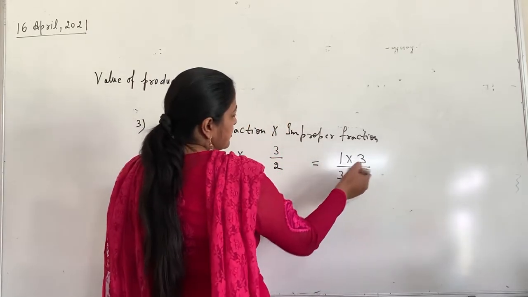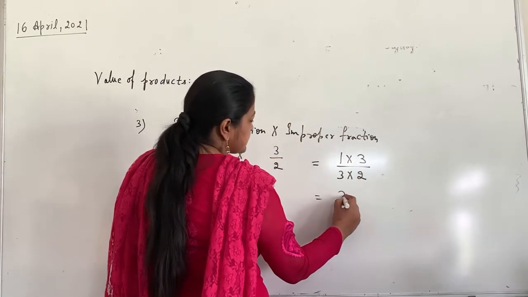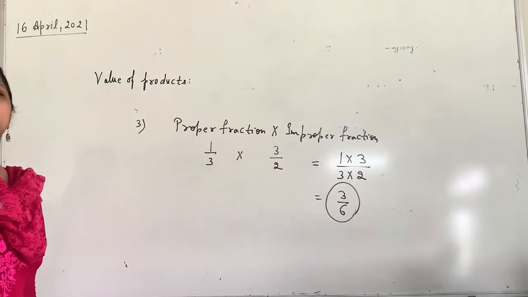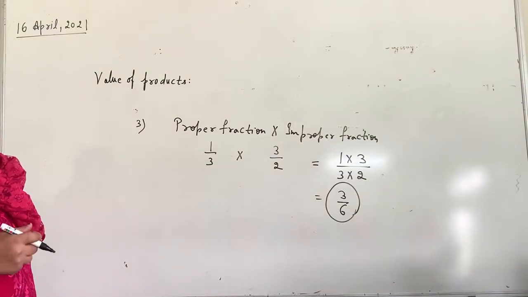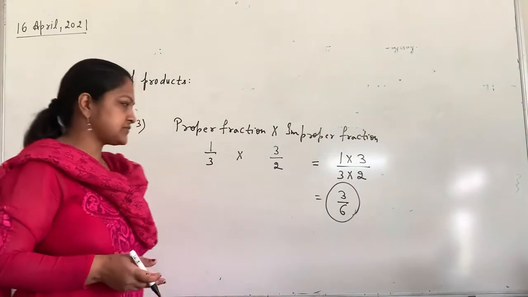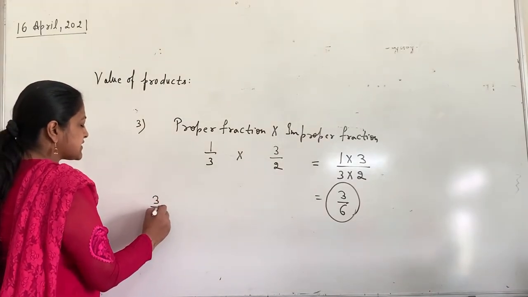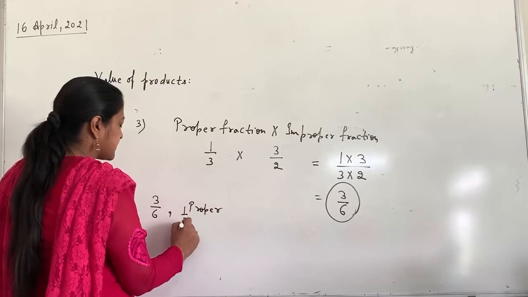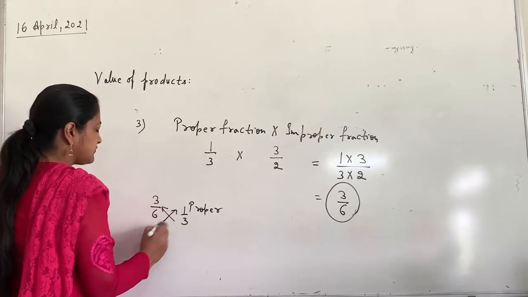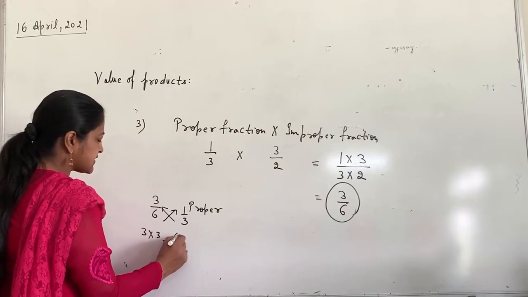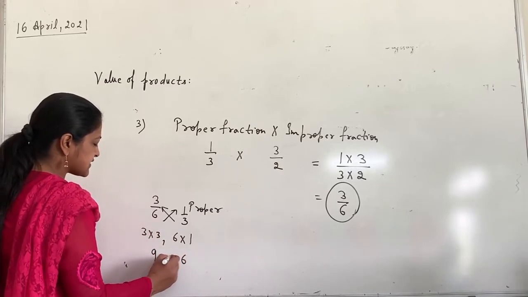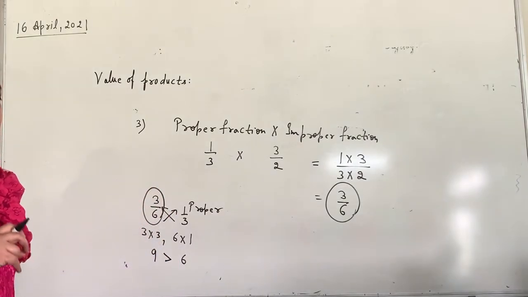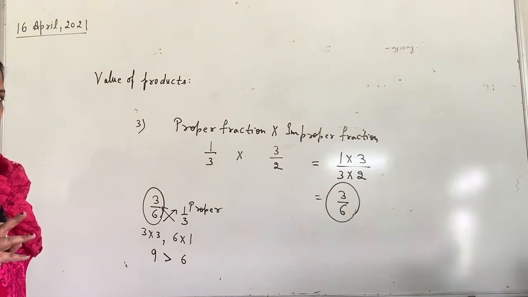If you want to cancel, you can cancel. Otherwise you can write it as 3 by 6. Now I have to check the value of product compared to each of the fractions. But this time the fractions are of different kinds. So let us see. 3 by 6 and this is proper, 1 by 3. Cross multiply. 3 into 3 and this is 6 into 1. 9 and this is 6. Greater. It means the value of product is greater than the proper fraction.